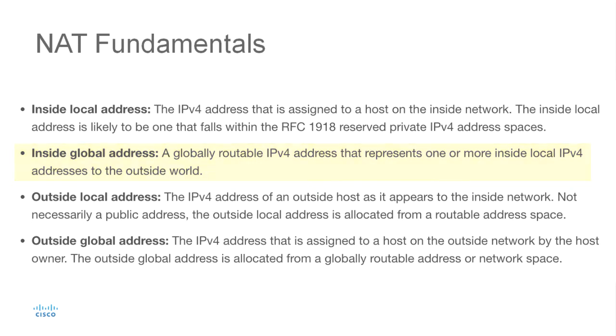the outside world. The outside local address is the IPv4 address of an outside host as it appears on the inside network. Not necessarily a public address, the outside local address is allocated from a routable address space. And finally, the outside global address is the IPv4 address that's assigned to a host on the outside network by the host owner. The outside global address is allocated from a globally routable address or network space.